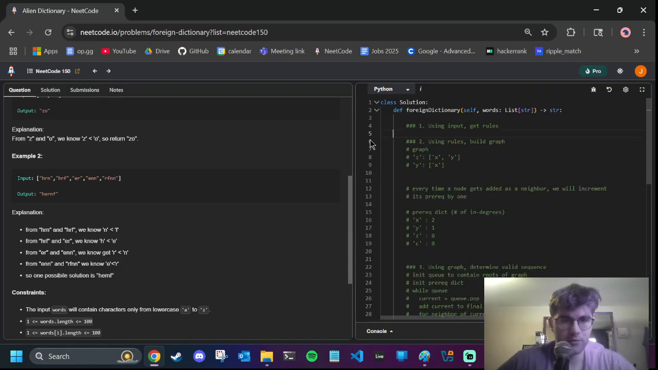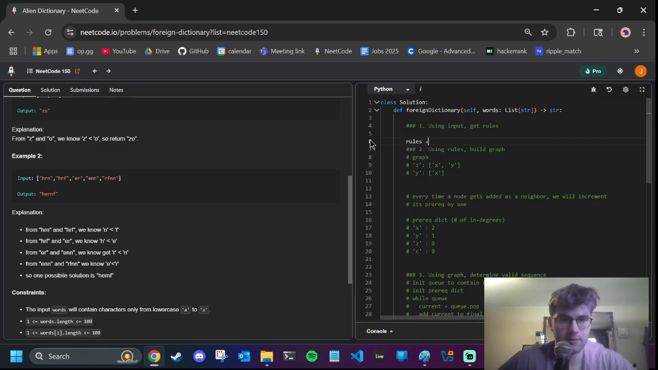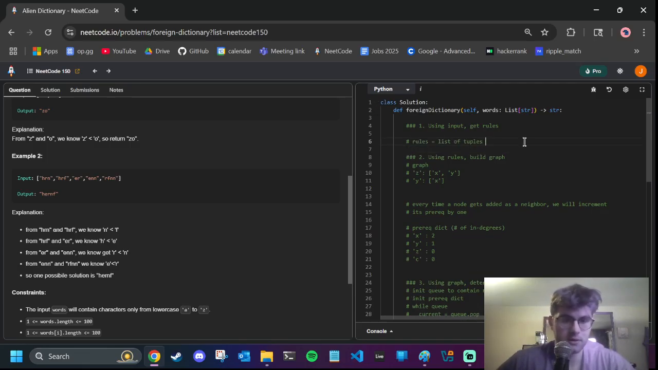So I want rules to be a list of tuples, where each is a tuple of smaller node and bigger node. So this gives us basically a list of edges, and it gives us the relationship between the edges if we just always do smaller on the left and bigger on the right.